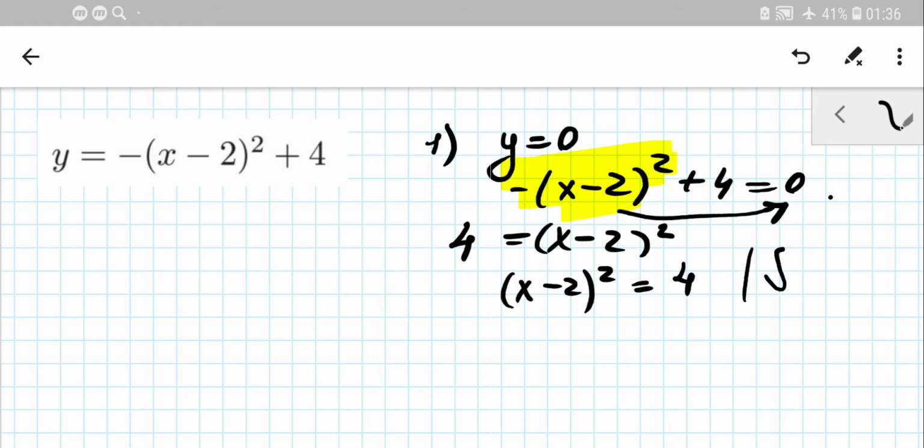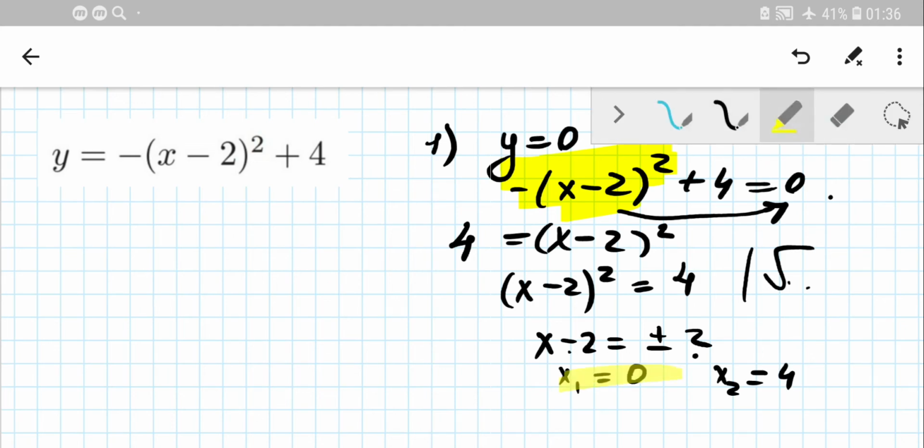Now I'll take the square root of both sides. Okay, I'll get x minus 2 equals plus minus the square root of 4, which is 2. For the first option, when I take the minus, I'll get x minus 2 equals negative 2, so they will be cancelled, and you'll get x equals 0. For the second, when I take positive 2 in here, if you transfer, you'll get x equals 4. Okay, those are your x-intercepts.